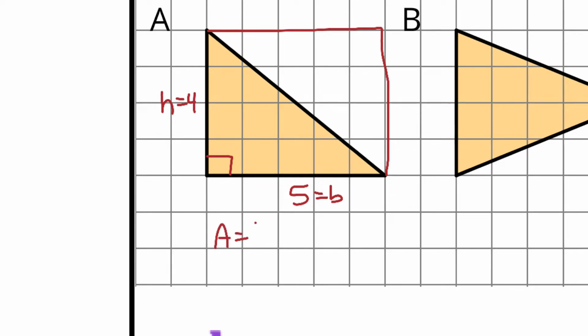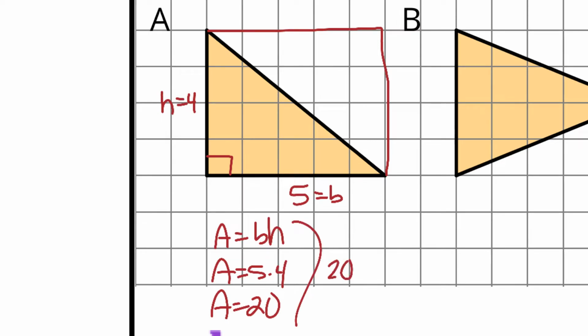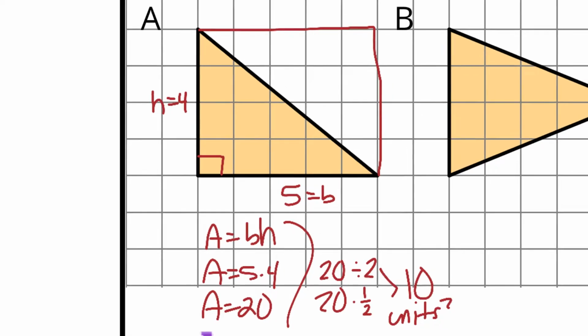Area is equal to base times height for a parallelogram, which is going to get me 5 times 4, which is 20. That's the whole parallelogram. We either need to divide by 2 or multiply by 1/2, and we'll get 10 square units as the area of A. Now we look at B.